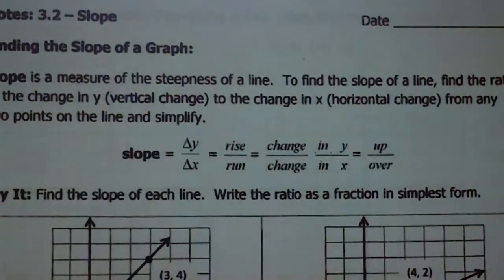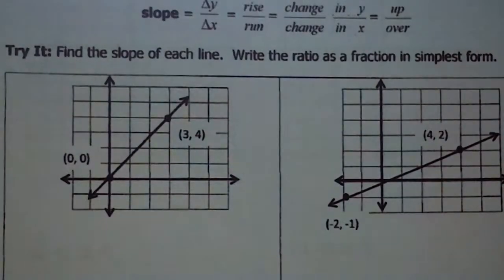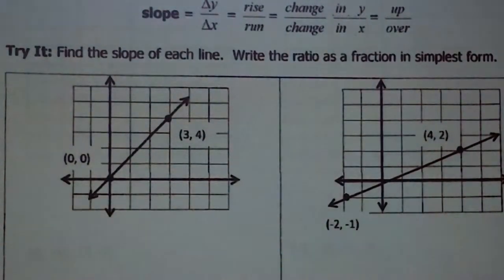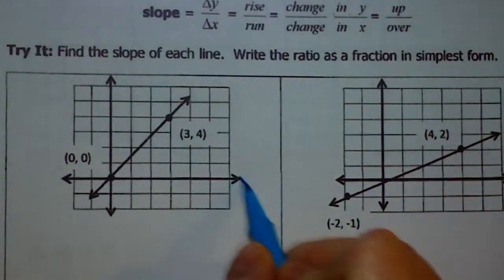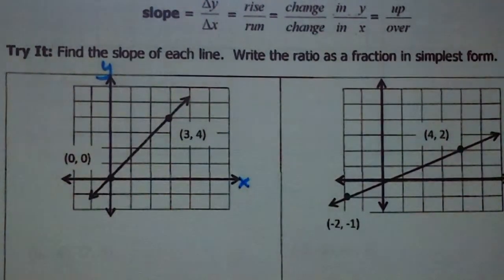So basically, all you're going to do to find the slope is tell me from point to point how far up and over you go to get from one point to the next. It's kind of like giving me directions from one point to the next. So take a look. Here's our first graph. I highlighted 2 points for you. We have (0, 0) and we have (3, 4). And this is the x-axis. This is the y-axis. You're just going to tell me the ratio of rise to run on this.